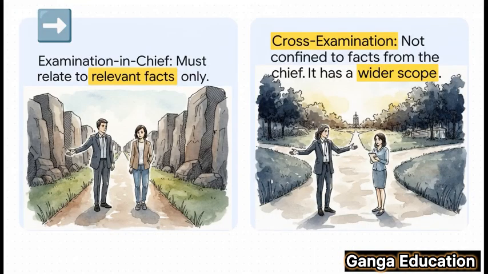And here's where it gets really crucial. The difference in scope. You see, in the examination in chief, you're restricted. You can only ask about relevant facts. But cross-examination is a whole different ballgame. Its scope is much, much wider. The very purpose is to shake the testimony, to probe deeper, so you can ask about things that weren't even brought up in the chief examination, all in the pursuit of bringing out the whole truth.